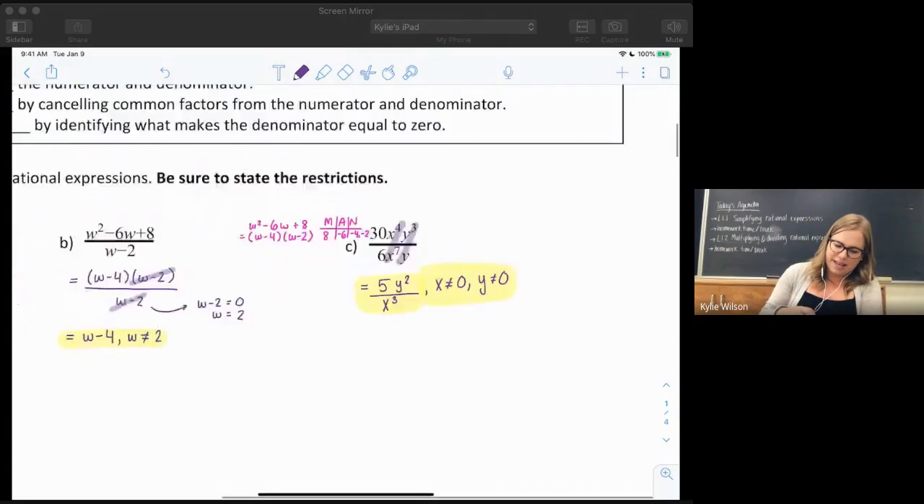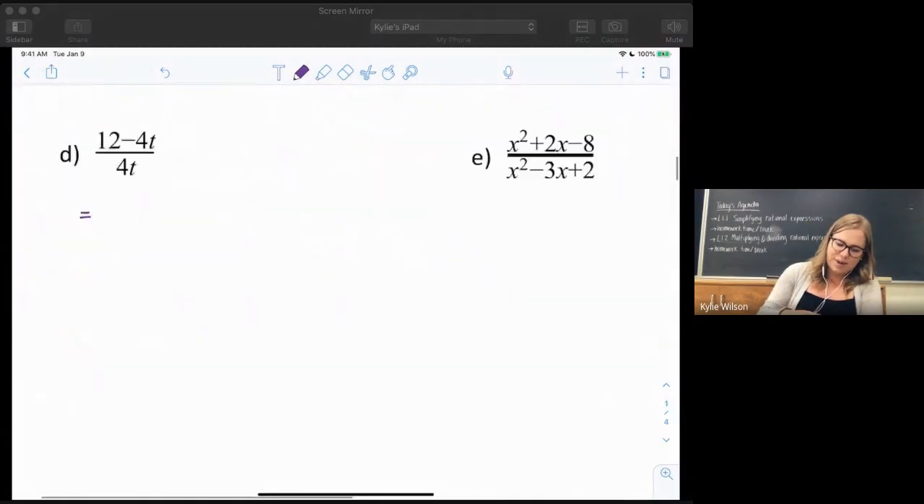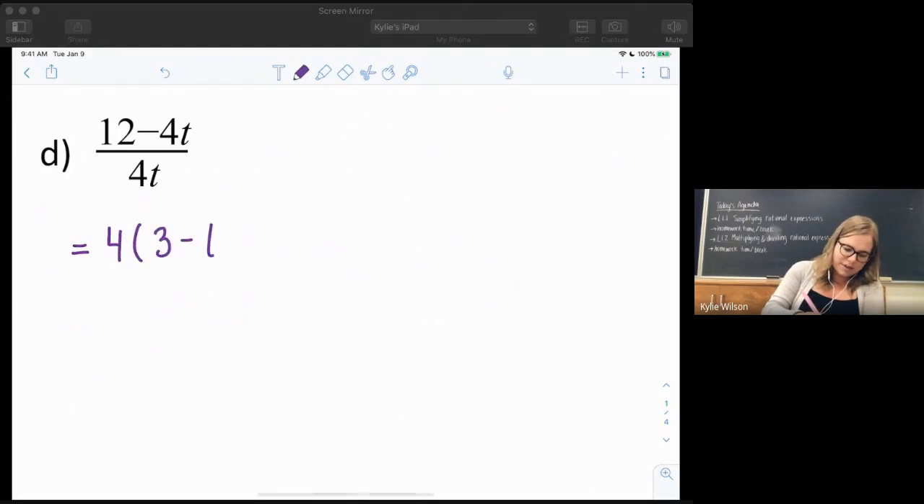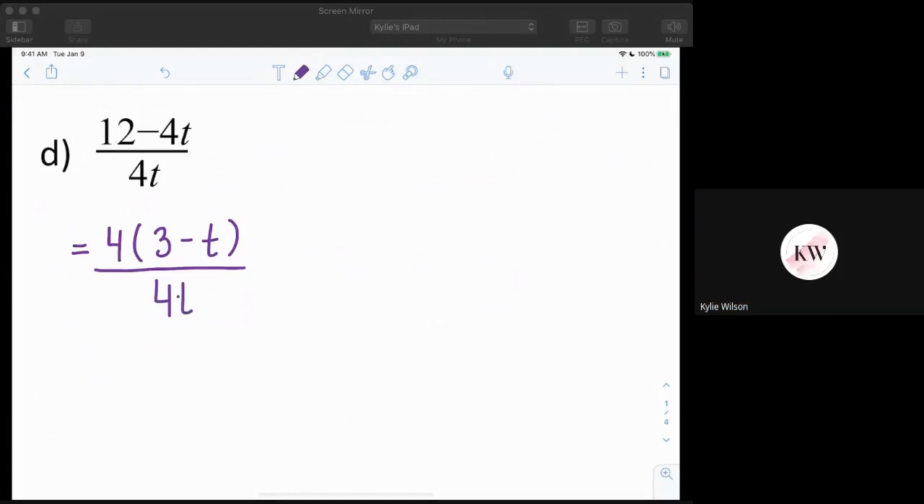Okay. Now we'll go over to example D. So we have 12 minus 4t all over 4t. So first thing we always do is factor. We'll look at our numerator and start by common factoring out as much as possible. So I can take a 4 out and I'll be left with 3 minus t all over 4t.